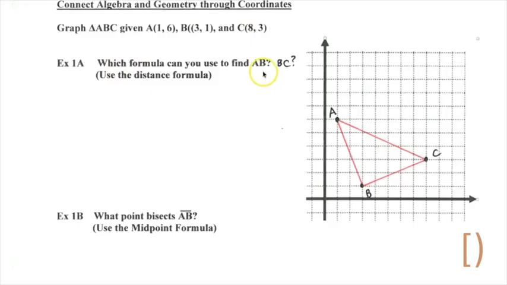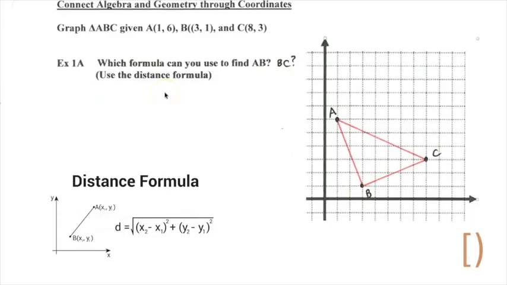What formula can we use to find AB? I want to find how long AB is. And BC, let's also do BC. Well, for that, we're going to use the distance formula. If you remember, the distance formula is the square root of (x2 minus x1) squared plus (y2 minus y1) squared.